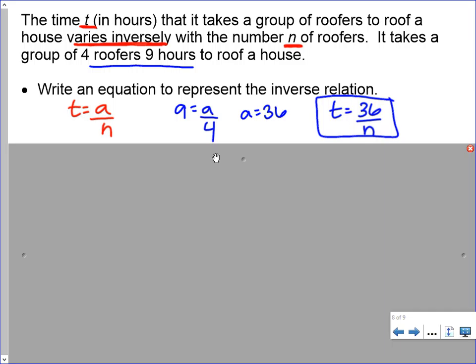What happens to the time it takes to roof your house as the number of roofers increases? It decreases, right? One guy would take 36 hours. 2 guys will take 18 hours. 3 guys will take 12 hours. So inverse variation is a relationship where as one variable increases, the other variable decreases. And they have a constant of variation that is x times y.